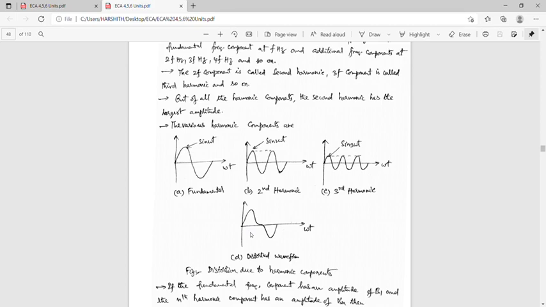The 2f component is called the second harmonic, and the 3f component is the third harmonic. The fundamental frequency component is not considered a harmonic. Out of all harmonic components, the second harmonic has the largest amplitude.